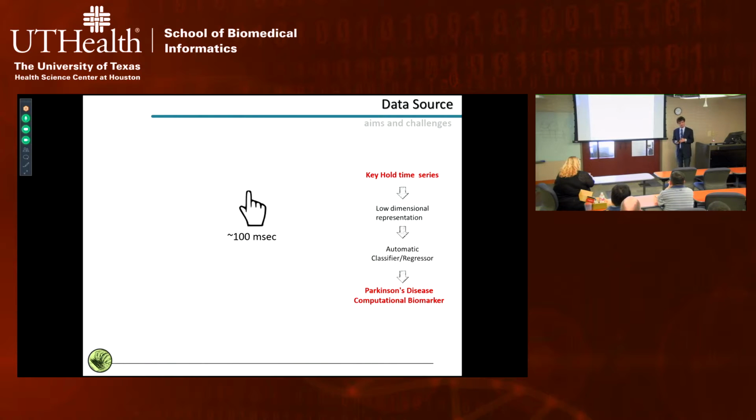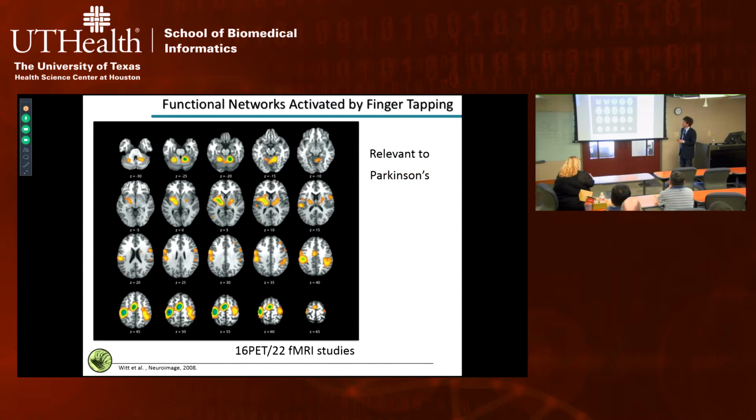So, what we did was to start somewhere. We want to start with some ideas. Well, first of all, we looked at medical imaging. So this is a review of 16 PET, functional PET, and 22 functional MRI studies that looked actually at finger tapping. So it's not really tapping, but it's literally tapping a finger, and this is typically done to study motor effect. And we saw that the networks that get activated are compatible with Parkinson's. So this was already a good start.